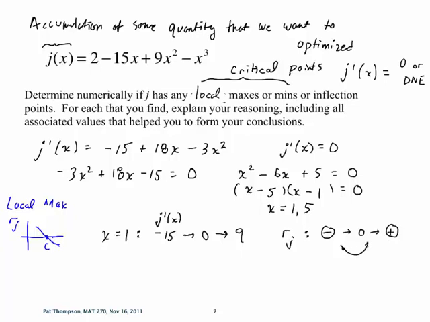What do we have at x equals 1? Local min. Okay, x equals 5. You try. So you do the analysis for x equals 5.